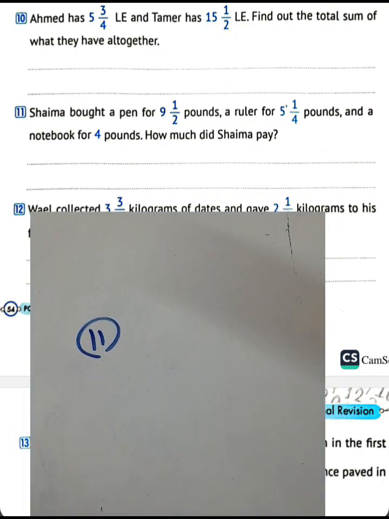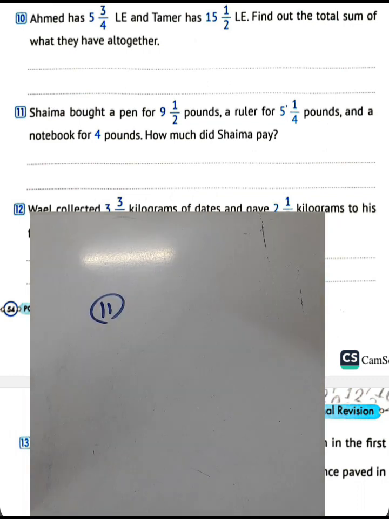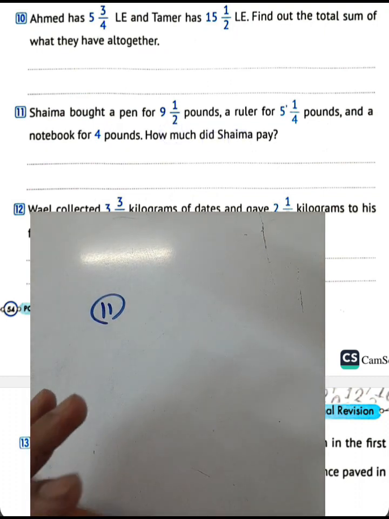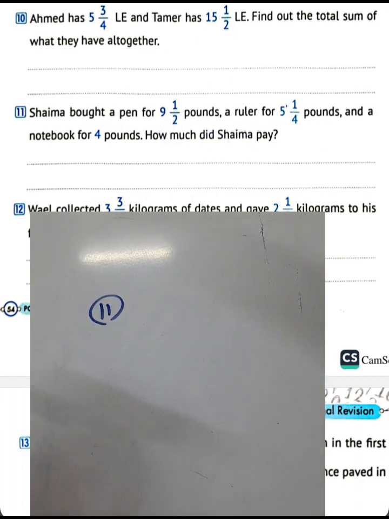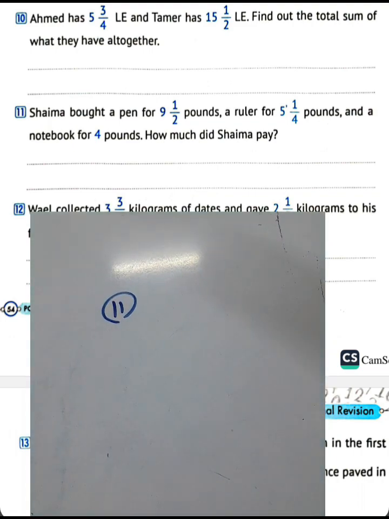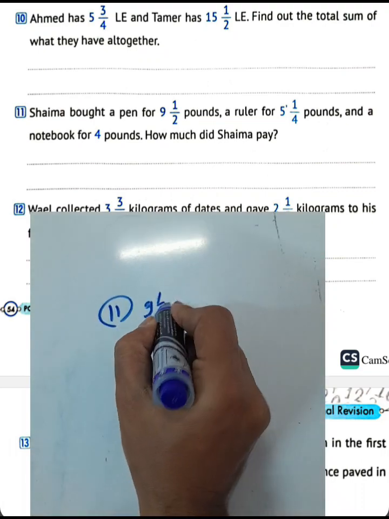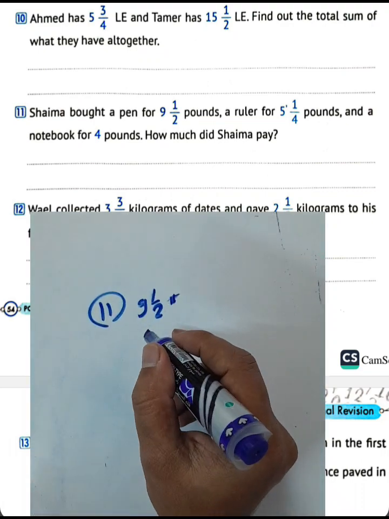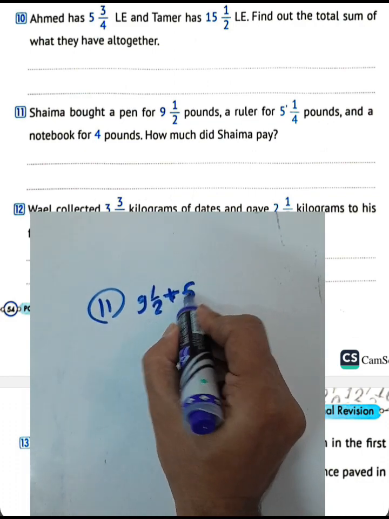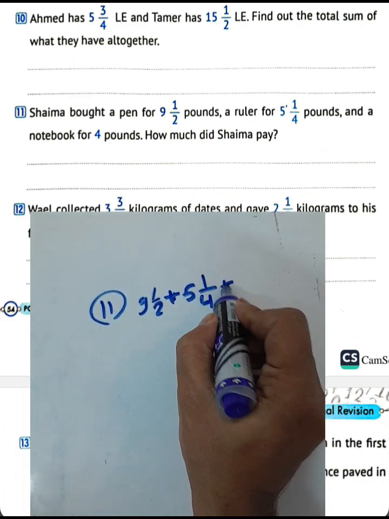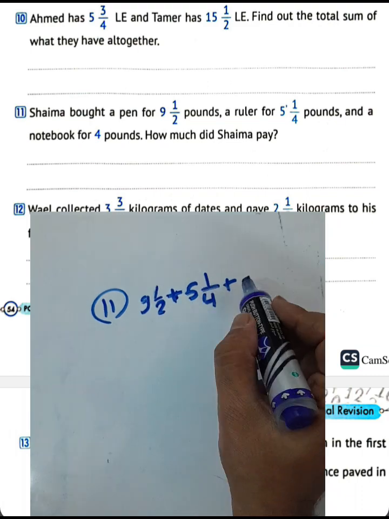Shaima bought a pen for 9.5 pounds, a ruler for 5 and 4/5 pounds, and a notebook for 4 pounds. How much did Shaima pay? We can find what Shaima paid by adding all the numbers. 9.5 pounds is the price of the pen, the price of the ruler is 5 and 4/5, and the price of the notebook is 4 pounds.